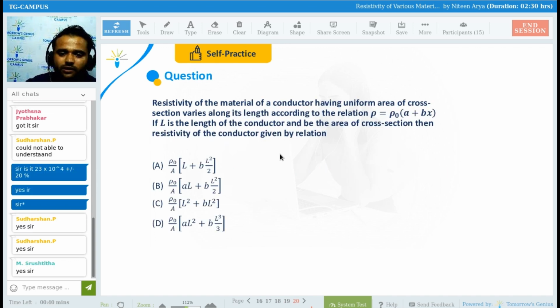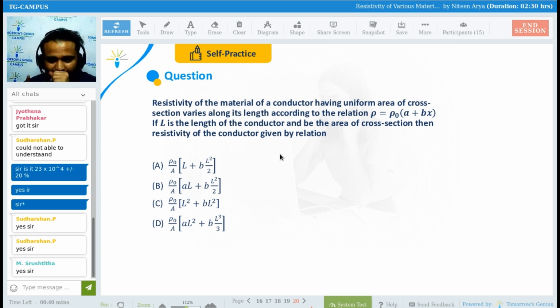Focus on the next one. Now you tell me this. This is something good. The resistivity of a material of a conductor having uniform area of cross section and length according to the relationship rho equals rho naught A plus dx. If L is the length of a conductor and B is the area of cross section, then the resistivity of the conductor is given by which relation?